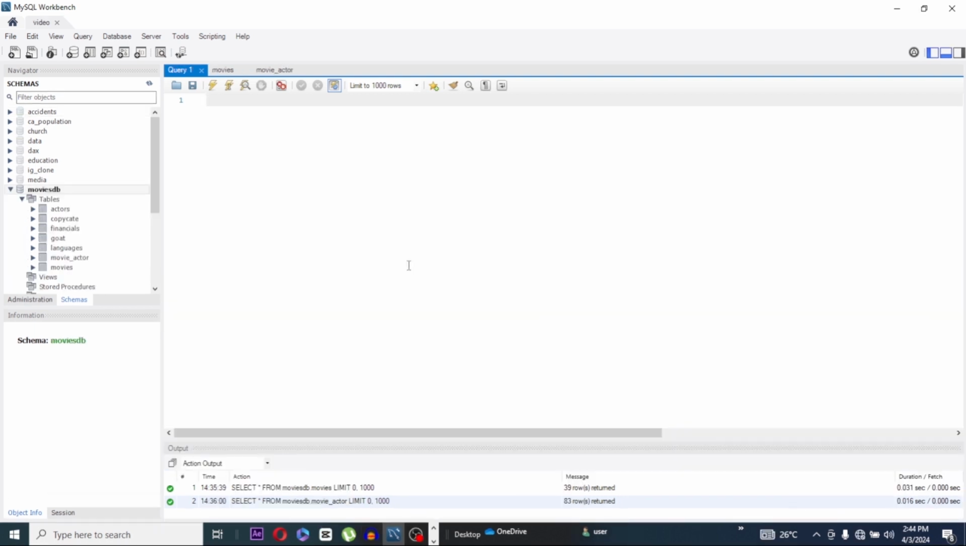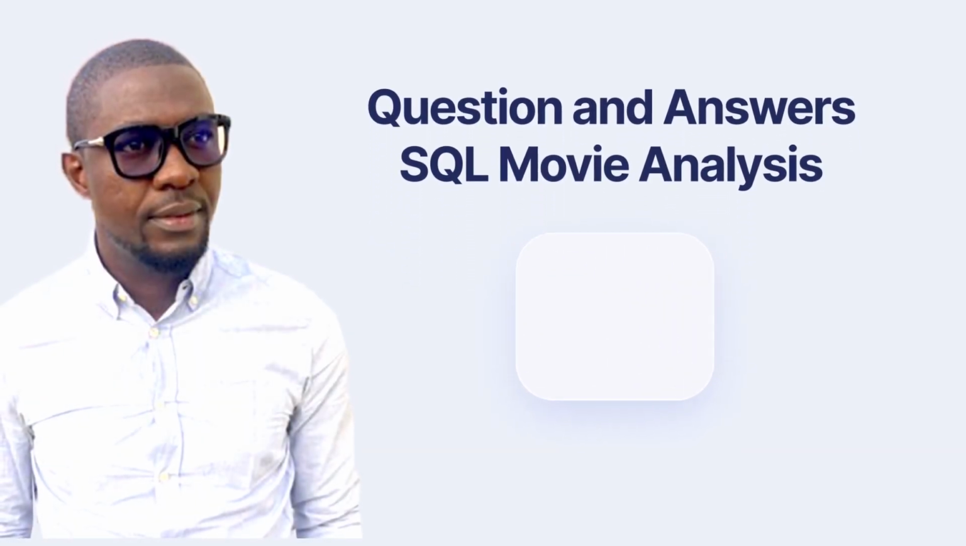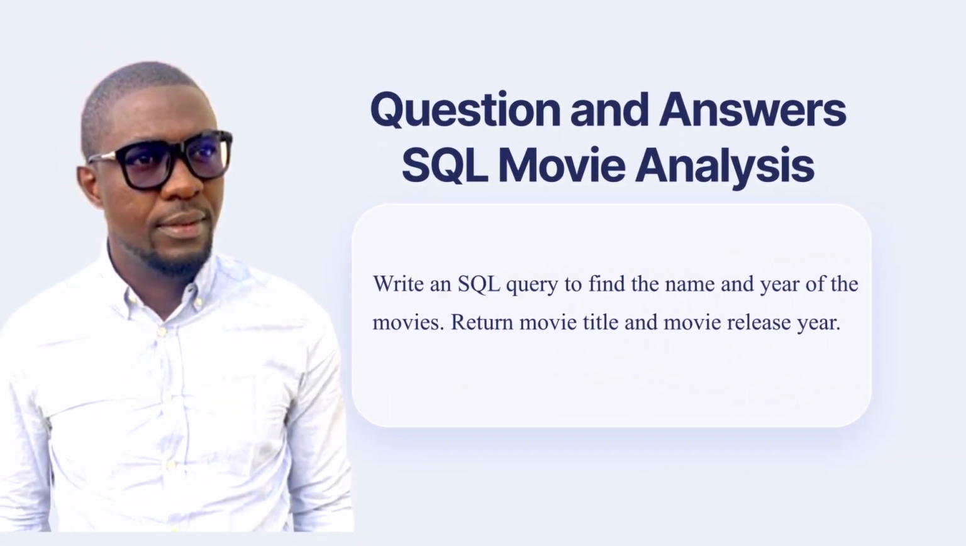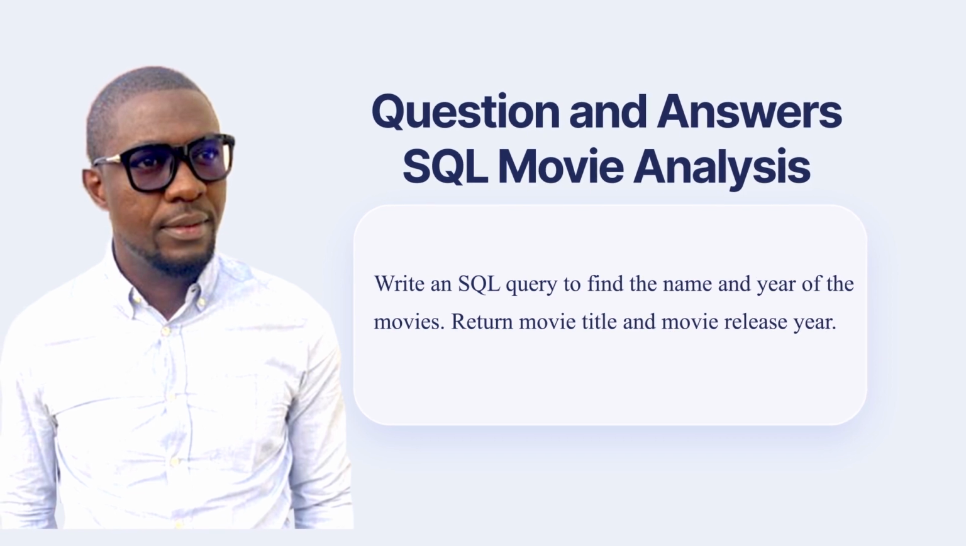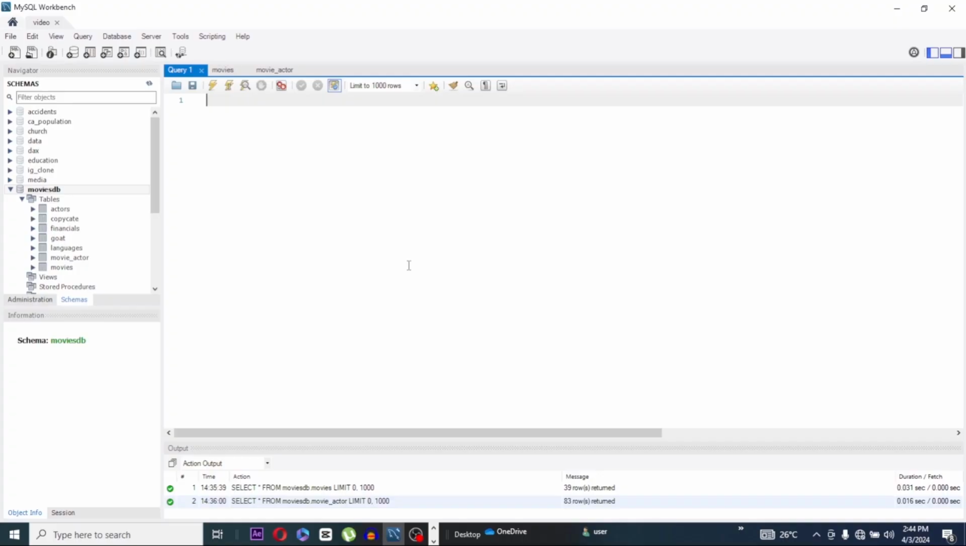Okay, so our first question is this. Write an SQL query to find the name and year of the movies. Return movie title and movie release year. So what they want us to do right now is to use our select command to extract our movie title and release year. So it means we are selecting by column, not all. So we should select our movie title and our release year, and bring them out.